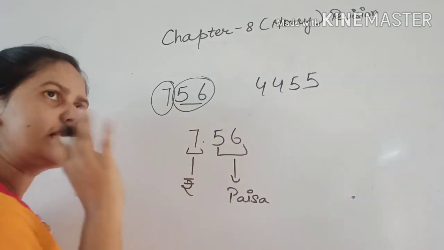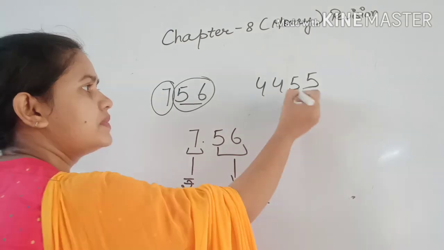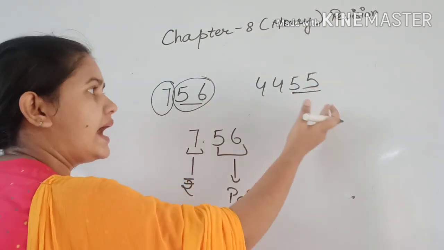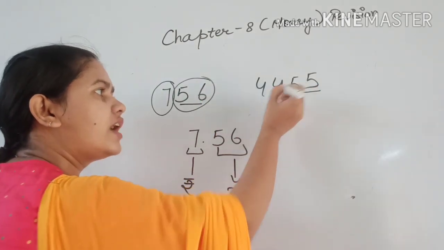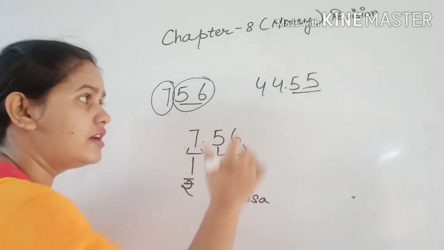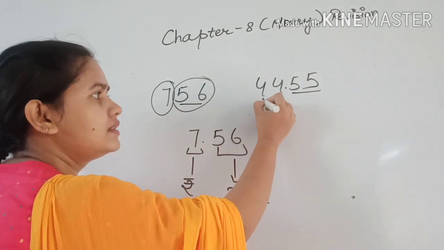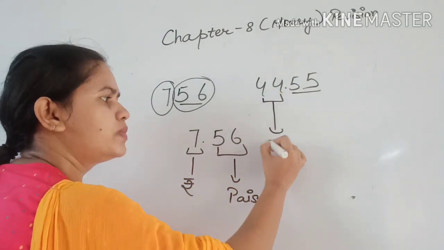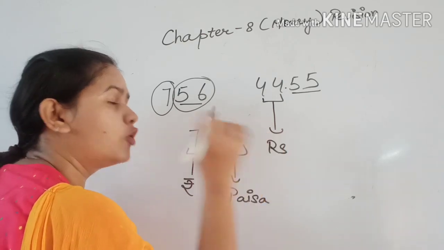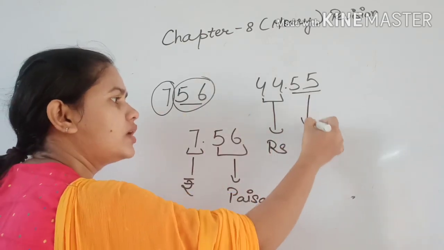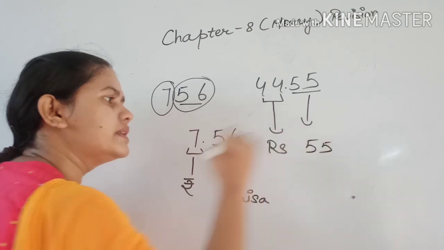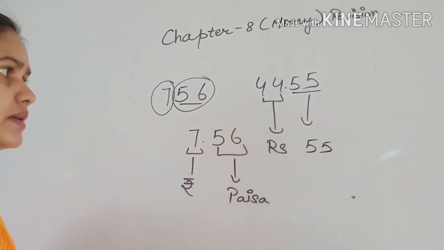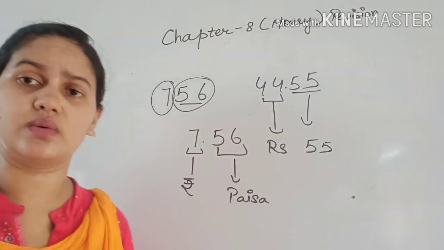Whatever digits are given to us, if there are 4 digits, say 4 4 5 5, simply we have to take 2 digits and before the 2 digits we only have to put a point. When we put a point, you can see this portion will be known as rupees, which means rupees 44, and this portion will be known as 55 paisa. So now this one is very simple, how we have to convert into rupees.